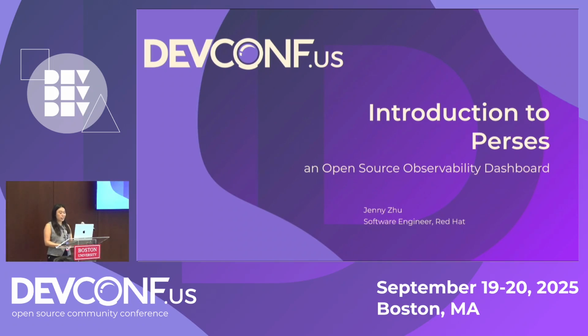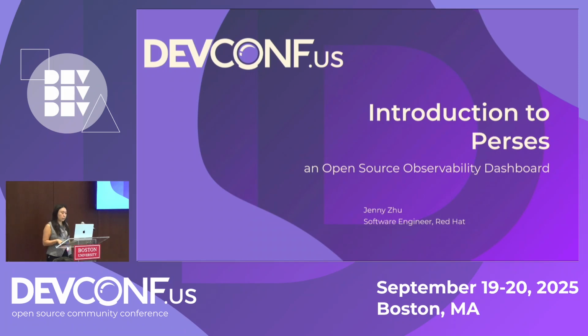Thanks for coming today. I'm going to be introducing Persis in my lightning talk. My name is Jenny Zhu, and I know some familiar faces here, but if you don't already know me, I'm a software engineer at Red Hat. I work in the OpenShift platform, specifically in observability for user interface. So our team works on building the user interface for observability. We've been working towards integrating Persis dashboards to visualize telemetry data. And so this includes logs, metrics, and traces.